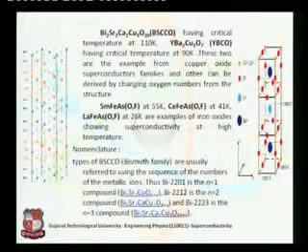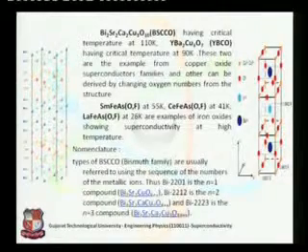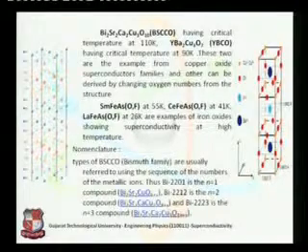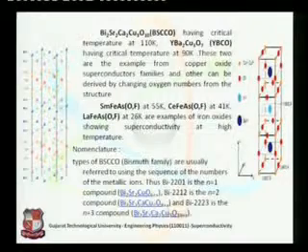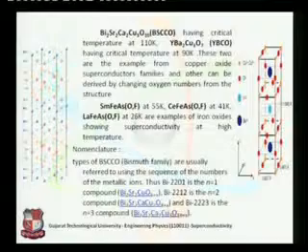BSCCO is on the left hand side, and YBCO is given on the right hand side. In the same way, the other examples are also cited. And how the labels or names are given, or from the name how we can derive the composition, that is also mentioned in the slide.